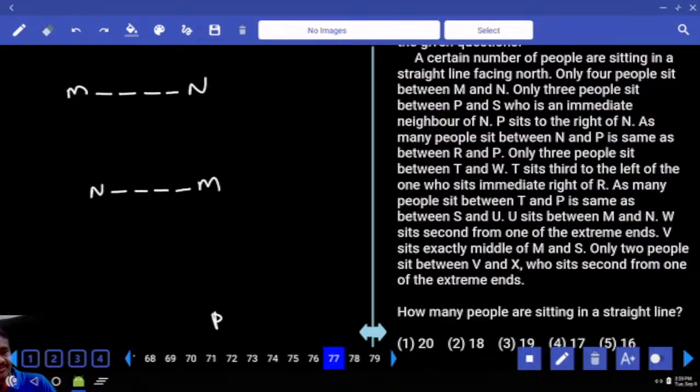Now 3 in between P and S. And S is an immediate neighbor of N. Now S is an immediate neighbor of N. S and N are adjacent to each other.